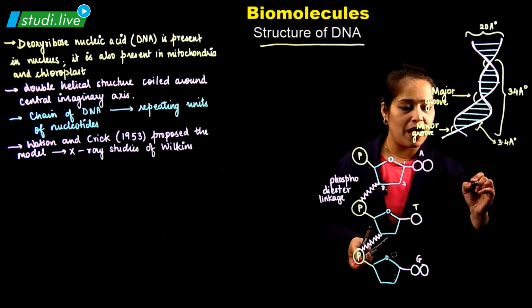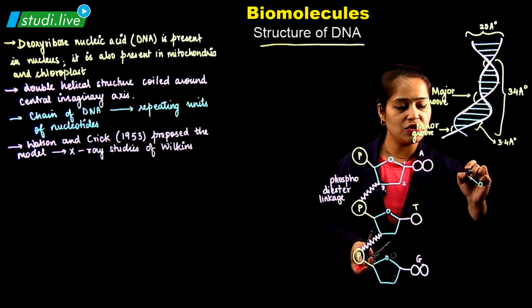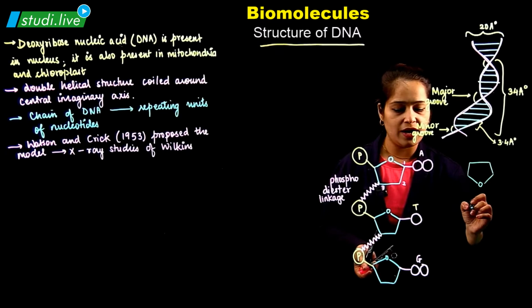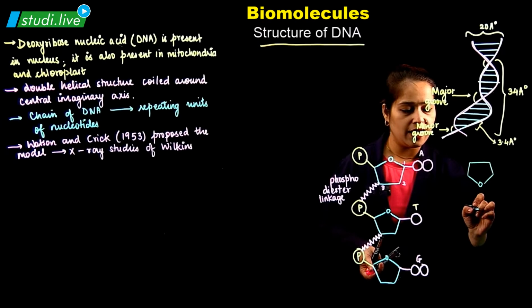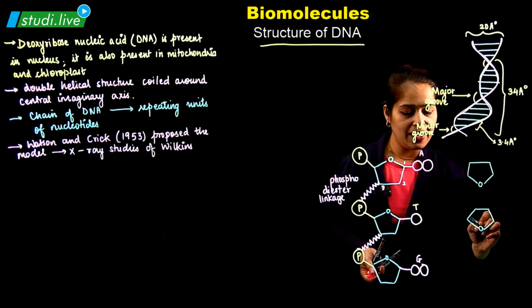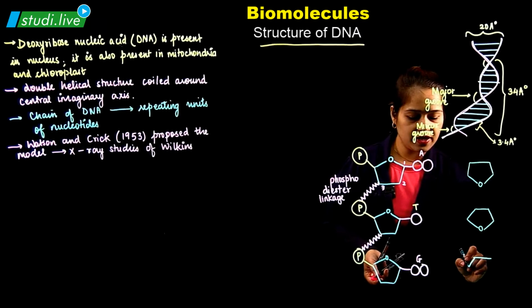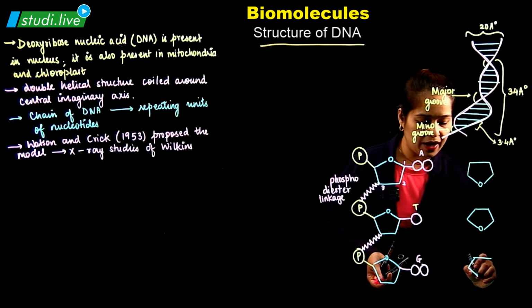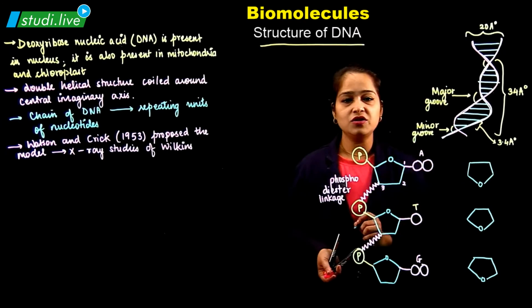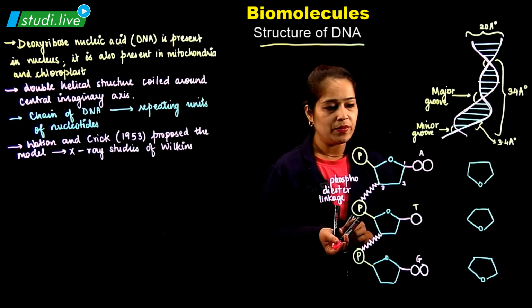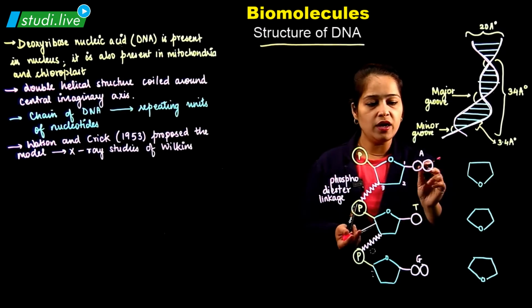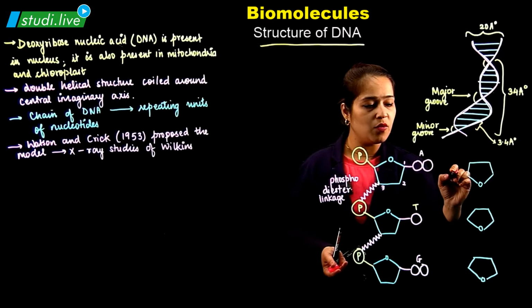Anti-parallel means it is parallel but one strand runs in upward direction, so the other strand runs in downward direction. So this is our second strand, which is running in downward direction. The two strands of DNA are anti-parallel, which means one strand runs in upward direction, the other strand runs in downward direction.